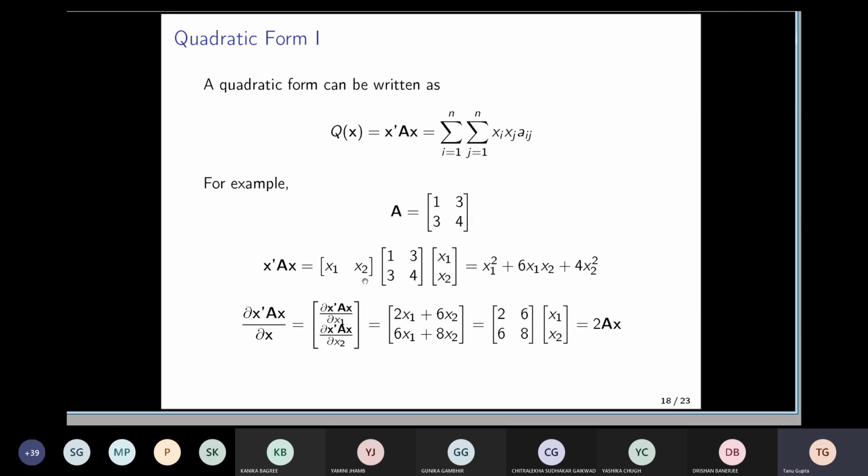Okay. So x prime Ax is nothing but x1 square plus 6 x1 x2 plus 4 x2 square. This is clear, right? Okay. So if A is a matrix, then its quadratic form is this.